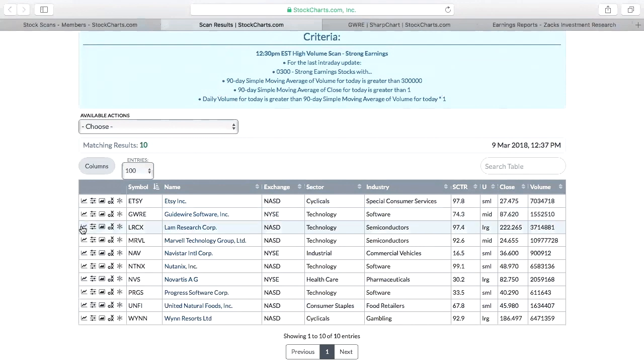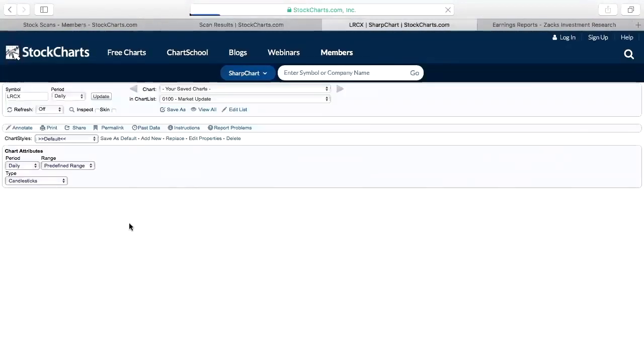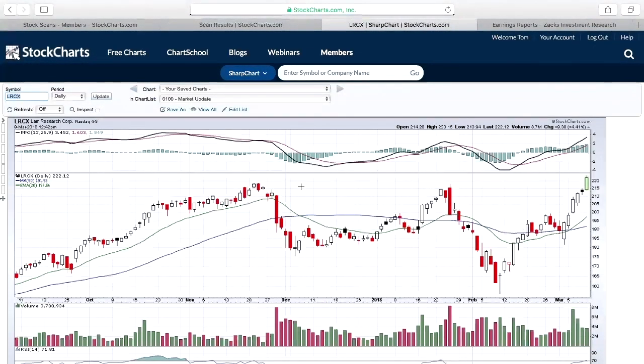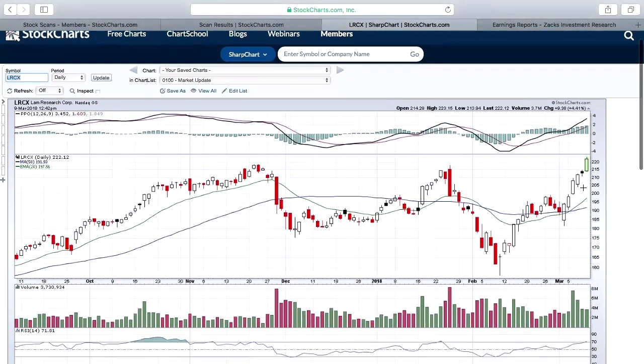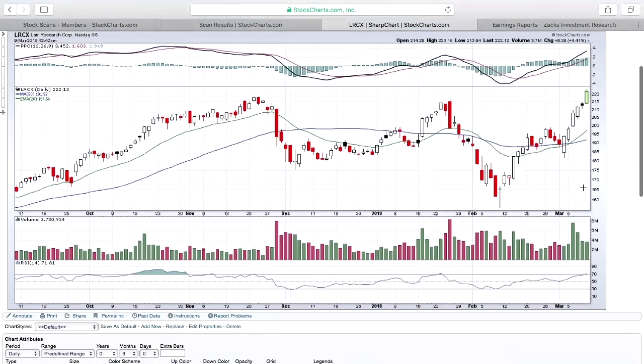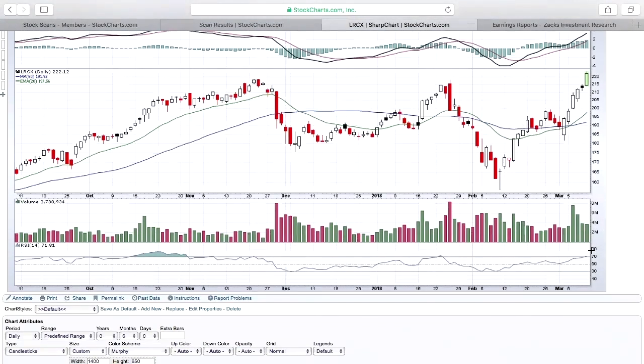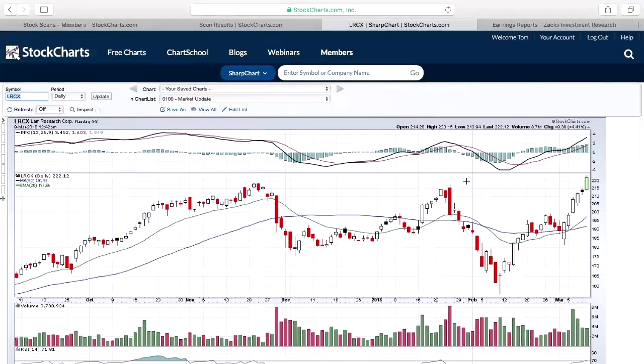Next up, LAM Research. So LAM Research, what's going on with this? Well, it's breaking out of a double top. That's pretty big news. So for those of you who like to play breakouts, this might be a potential breakout if you catch this early in the day. But again, we're talking about a company that's just working its way into overbought territory. So for me, it's probably a little stretched, but clearly it's a solid stock and it's in a great space.